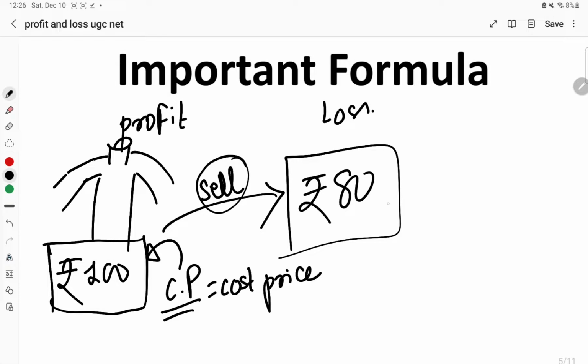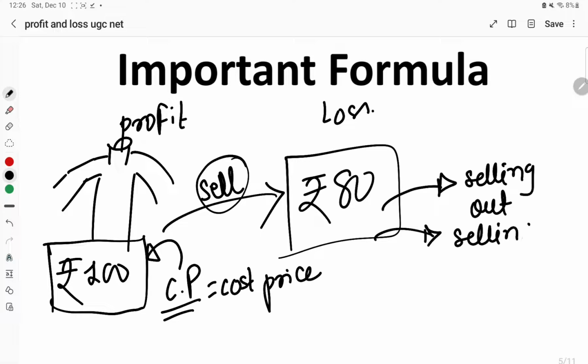Nextly, whatever the product or article you are selling out, the value that you get is called the selling price, also called SP. Okay, so selling price and cost price are the two terms that you should know over here. What is the cost price? Cost price is the value which you are paying to buy one particular product for yourself, and selling price is the amount that you get for one particular product. This is the difference between the cost price and the selling price.